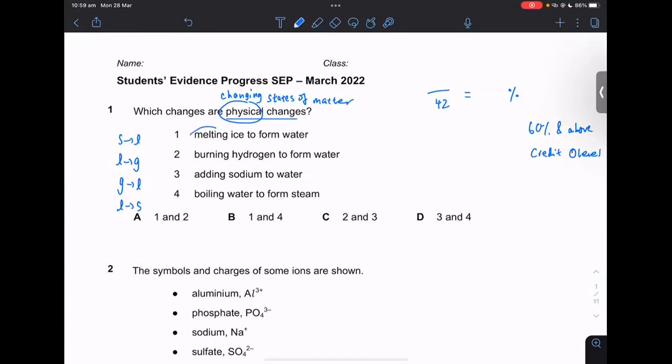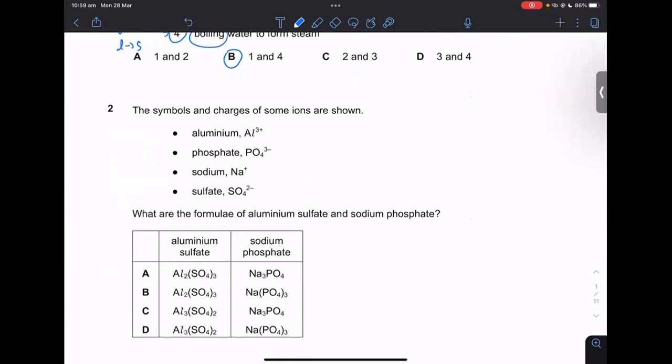So we see melting here. So there's solid going to liquid. We see boiling there, which is liquid going to gas. So, you know, those two are our only physical changes. Pretty straightforward there. Question number 2 is about formula.